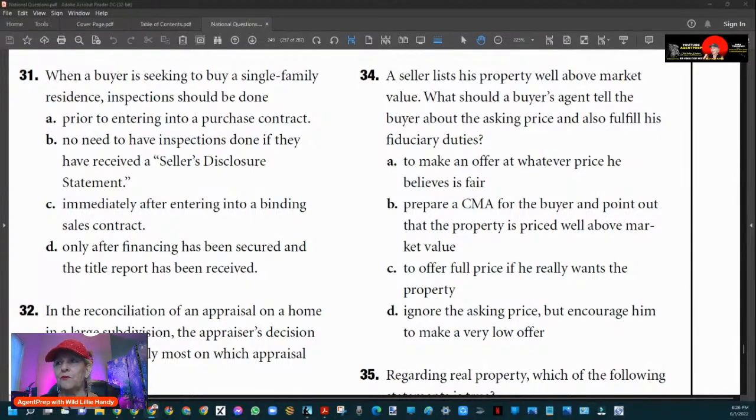We have to show proof. We have to show facts. We don't go by opinion or what we think is fair. What we think has to be supported by public data, market value, not our opinion. The appraiser, when they do an appraisal, it is an opinion, but it's a researched opinion with market data information on comparables, right? So the answer here is 34B. Very good.